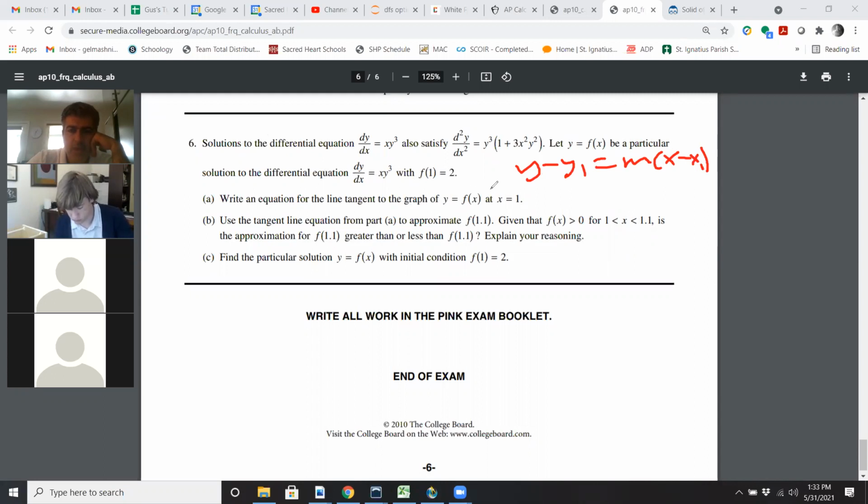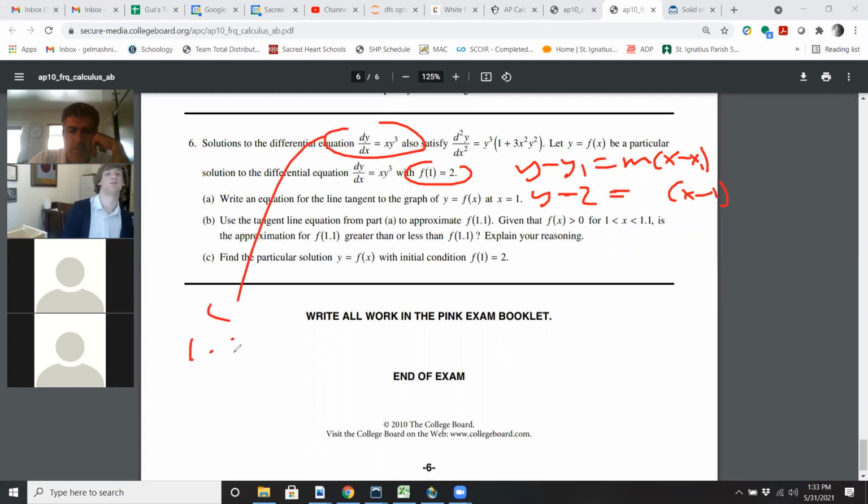Well, first of all, when you plug 1 into the equation, we know we have 2. So y minus 2 equals, of course, x minus 1 times the slope. To get the slope, you just plug in 1 and 2 into this. That's easy. 1 times 2 cubed, so that's 8. So there you go. That's the equation of the tangent line.